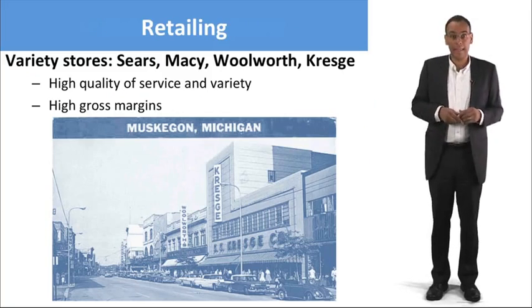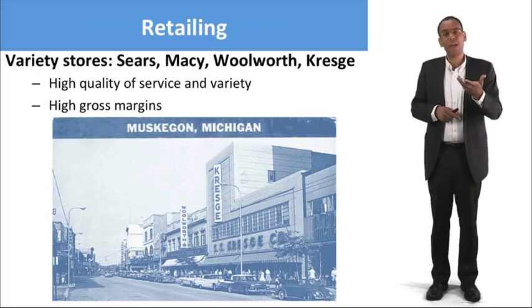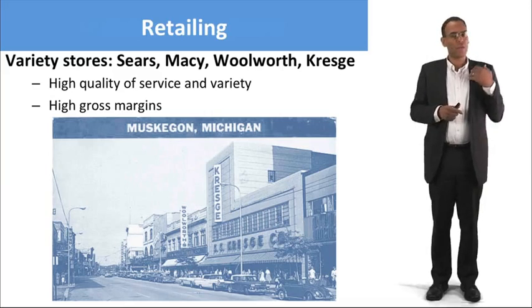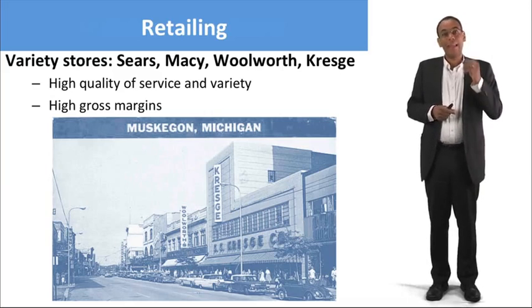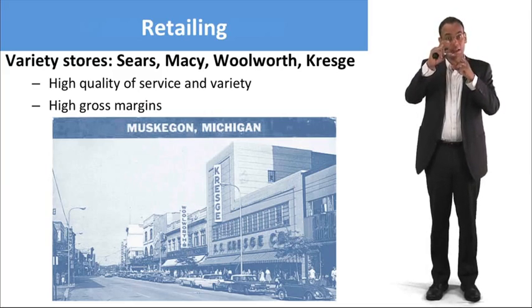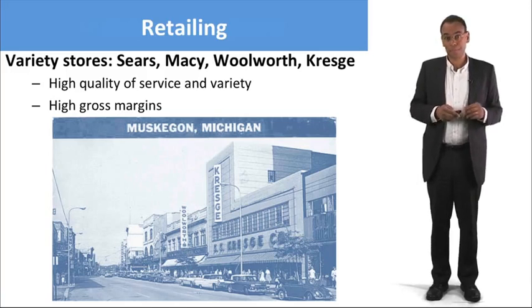Retailing, same thing happened in retailing. There was a time where there were these variety stores: Sears, Macy's, Woolworth, Kresge. They had high quality of service and a great deal of variety. And what they did was they charged high gross margins. So each product, the part they added on top was for a fairly significant amount.